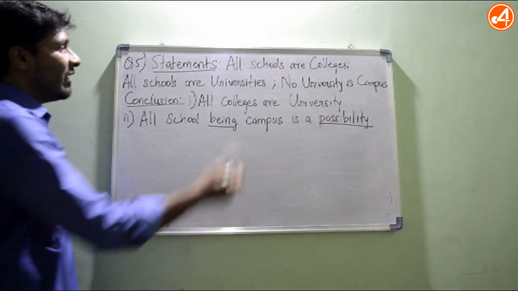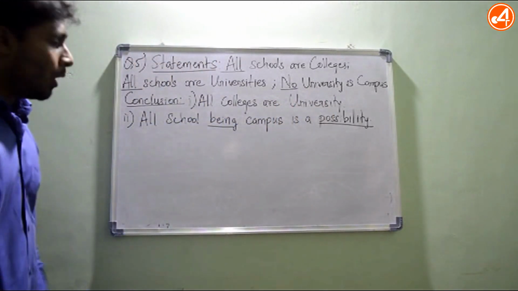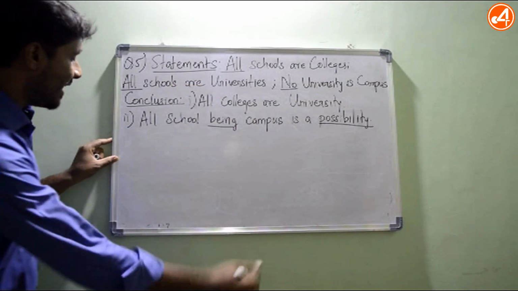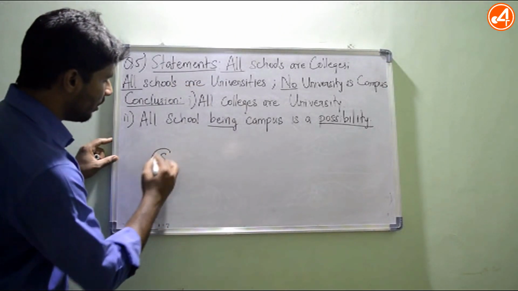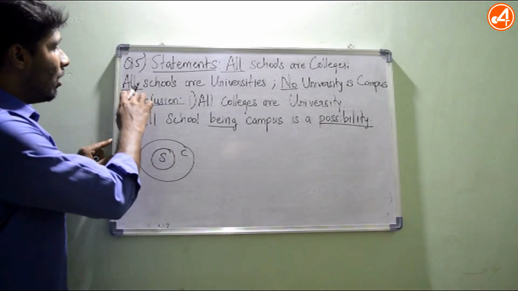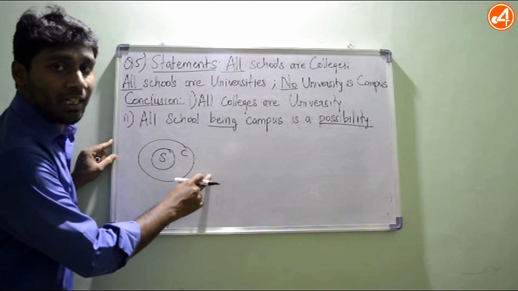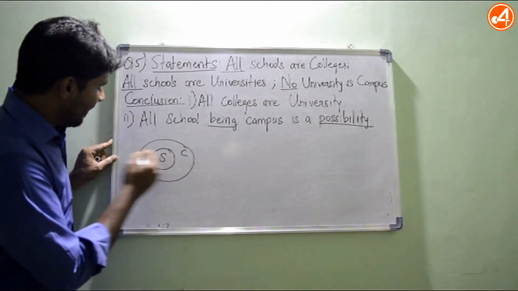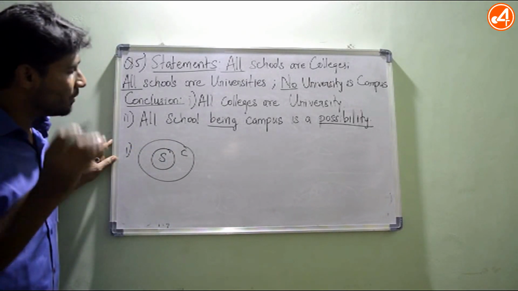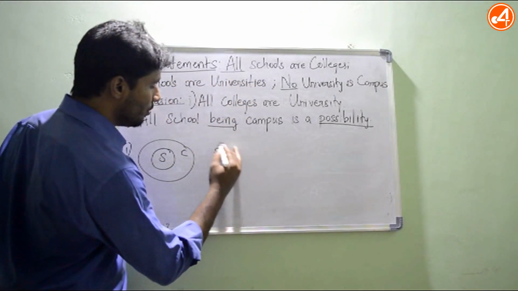Going for the statements, we have "all" and again "no" statements. So how can I draw a diagram? For "all", I can go for an overlapping one. So if all schools are colleges, I can simply draw that. And again, all schools are universities. So how can I relate these colleges with university? In the very first diagram, I cannot go for any possibility. I should not assume anything in my mind. So simply go for one more diagram. That's simple. Again, all schools are universities.